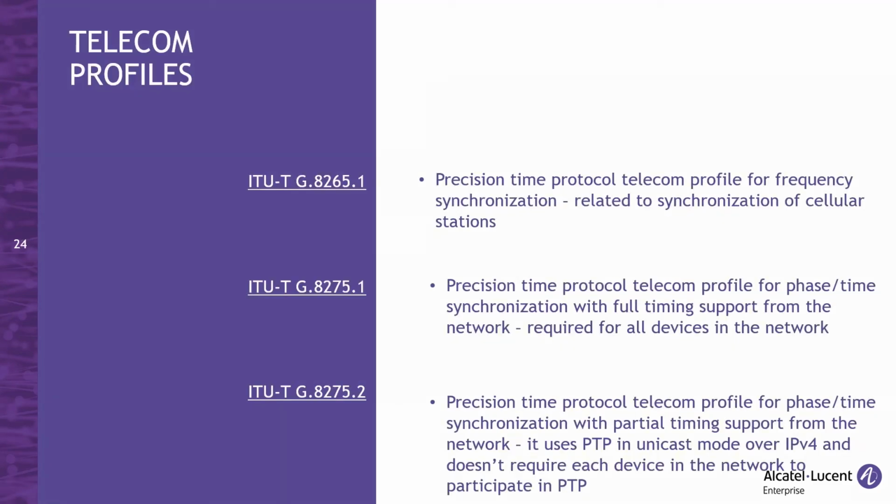There are also PTP profiles related to telecom industry. Here you can see three major telecom PTP profiles defined by International Telecommunication Union. The first one is G.8265, a profile for frequency synchronization used mainly for synchronization of cellular stations. The second one is G.8275.1, a profile for time and frequency synchronization with full timing support from the network, and there is a G.8275.2, also profile for phase and time synchronization with partial timing support. Detailed parameters and options related to each of these profiles could be found in the standard.